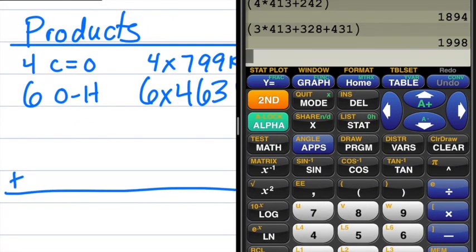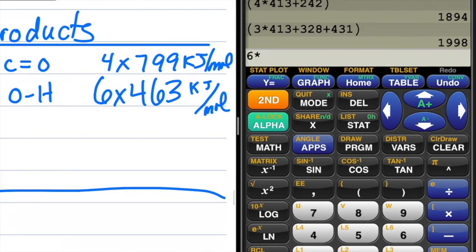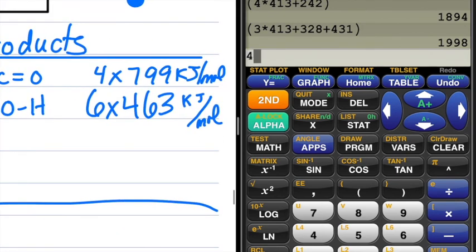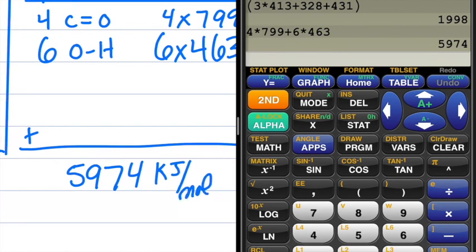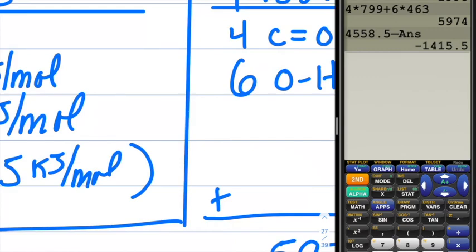All right. So for the products, 6 times, or I'm sorry, not 6 times, 4 times 799 plus 6 times 463. And here it looks like I'm getting 5,974 kilojoules per mole. And then we have 4,558.5 minus that answer. All right, and this looks like the value that everybody's been getting.